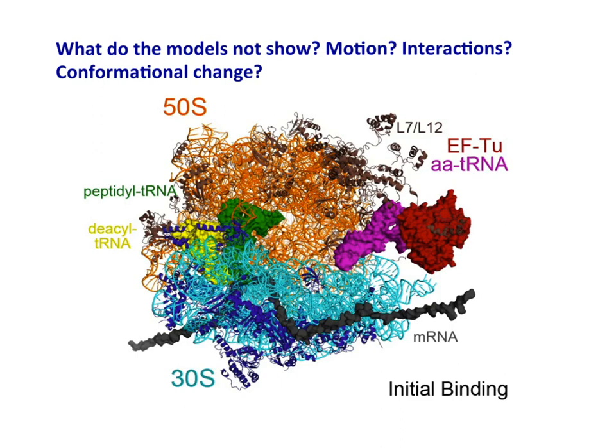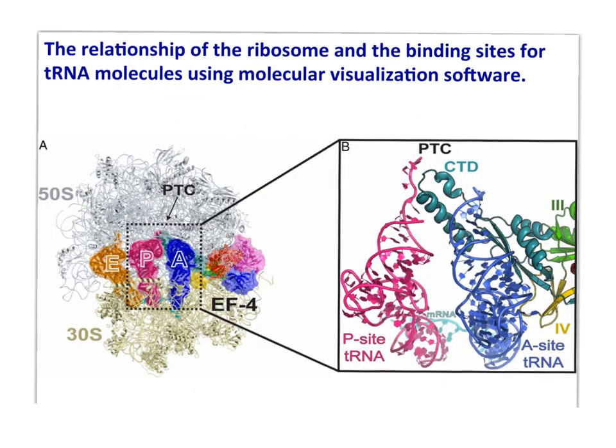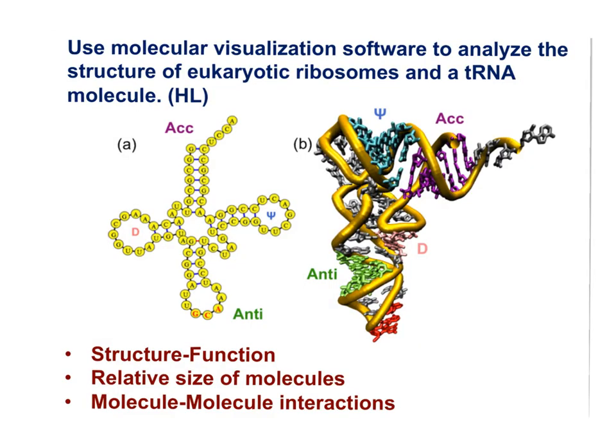Now, what do models not show? They don't show motion well, they don't show the specific charge or binding interactions, and they don't show conformational shape change. In this image from molecular visualization software, we can see the relationship of the ribosome and the binding sites for the tRNA molecules. On this slide, we have tRNA. On the left, a traditional two-dimensional image showing the anticodon here and the amino acid binding site here. On the right is tRNA using molecular visualization software. The amino acid binding site is here and the anticodon is here.